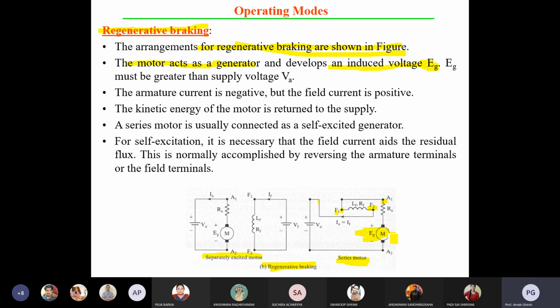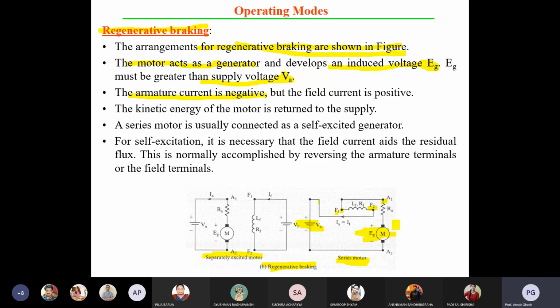Here you can see EG must be greater than the supply voltage, that is VA. So for the motor, you know the terminal voltage is VA. We are giving more concern to the series motor. So the armature current is negative. Why is the current negative? It means the direction of the current is reversed.